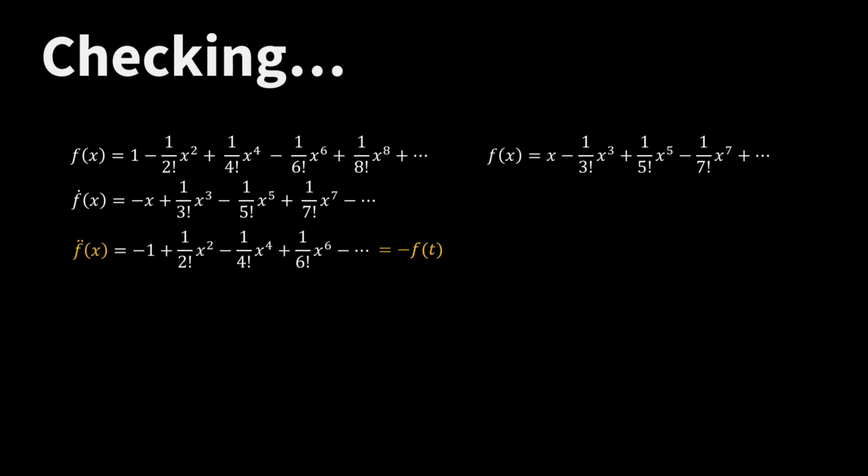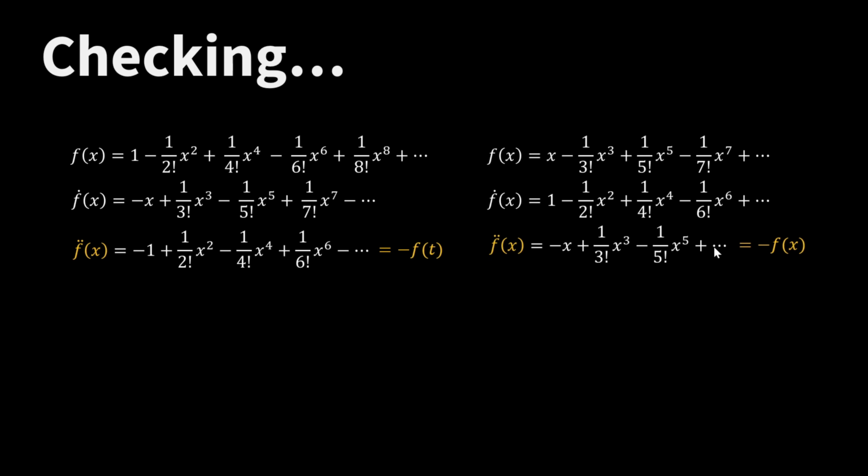Let's check the imaginary polynomial. This is what we get when you differentiate once. Differentiating another time gives this polynomial here. And again, you can see that this polynomial is the same as this one multiplied by minus 1. So both these polynomials solve our original differential equation.